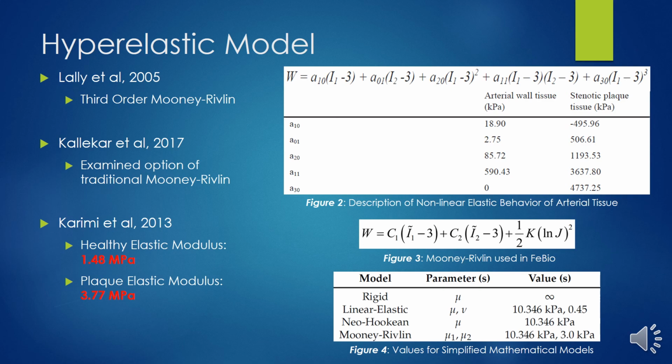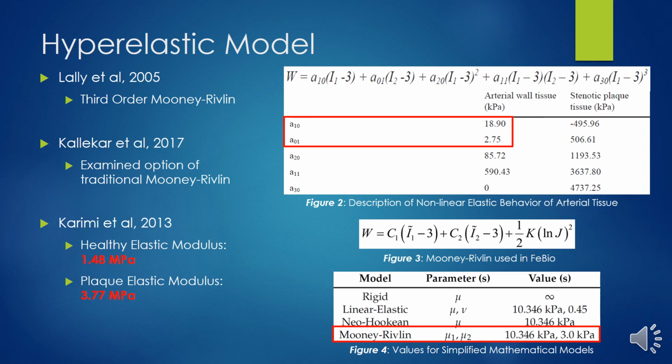However, this equation is not available as an option in FEBio, as the version used in FEBio is more similar to the one we learned in class as shown in Figure 3. With this in mind, I found a paper by Kalakar et al. in 2017 that used the more traditional form of the Mooney-Rivlin equation. This paper determined that this form wasn't ideal, but the constants that worked best are shown in Figure 4. I noticed that these constants are very similar to the constants in the Lally et al. study for the linear terms. So, for my project, I decided to use these two constants in my FEBio model.